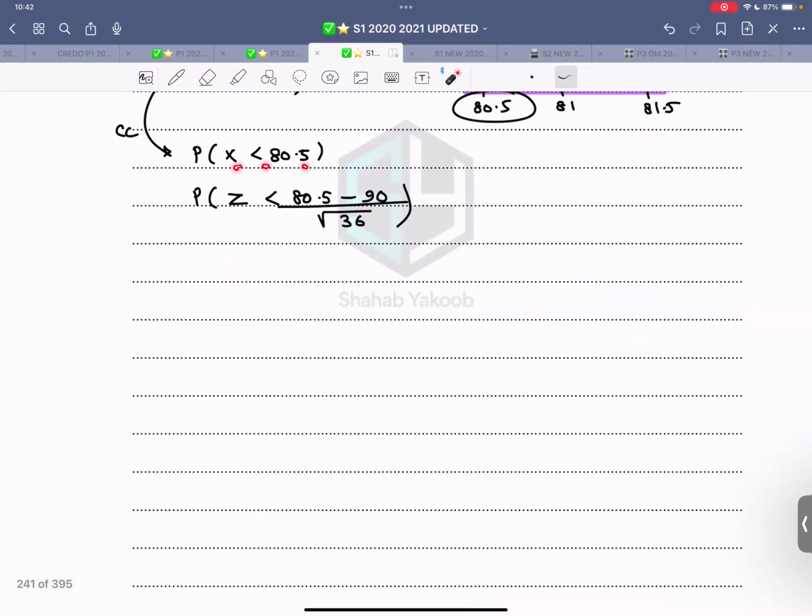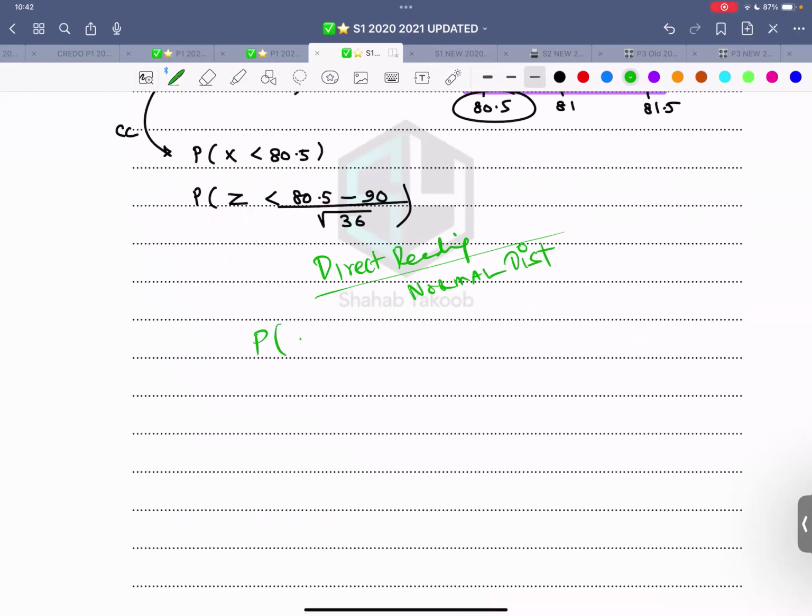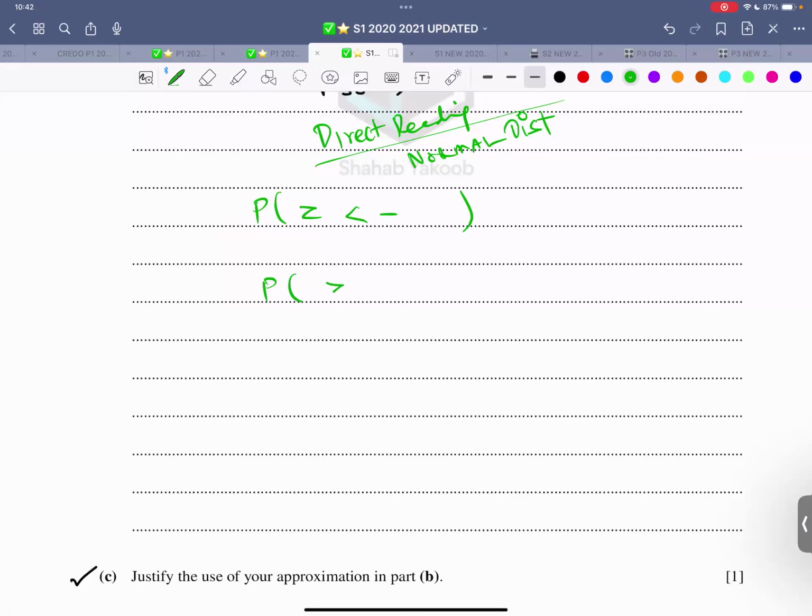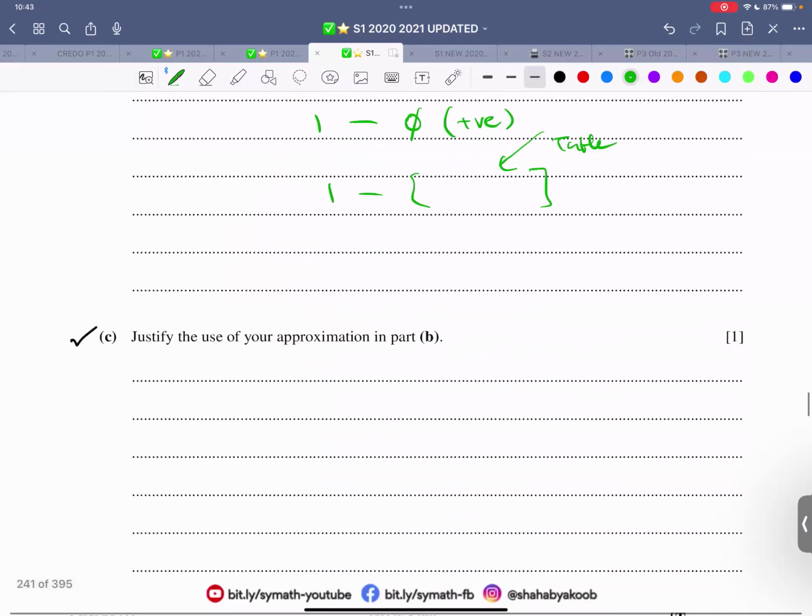So probability X is less than 80.5. Probability Z is less than this value. And that is direct reading from the normal distribution table. So a little bit of work is left for you to work out the decimal value. Probability Z is less than a negative value. 80.5 minus 90 divided by root 36 is negative, which is probability Z is greater than a positive value. And this is 1 minus phi of this positive value. This is 1 minus this value from the table, subtract, and take care of the accuracy.